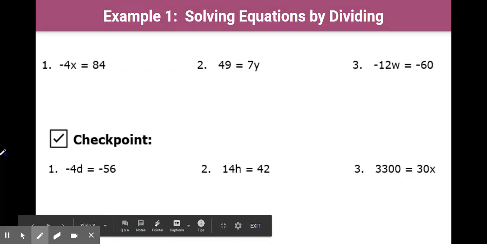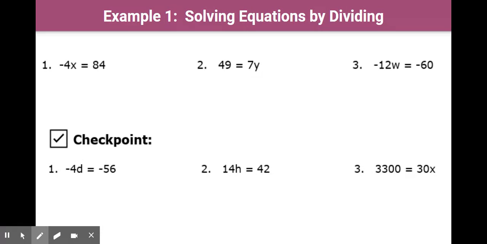Example 1, solving equations by dividing. Problem number 1 says negative 4 times x equals 84. We need to isolate the x. So find the equal sign, draw the line straight down the middle. To undo this multiplication, because this is a negative 4 times x, we are going to undo that by dividing. We show that by underlining both sides and then put a negative 4 on both sides. This little fraction bar means divide.